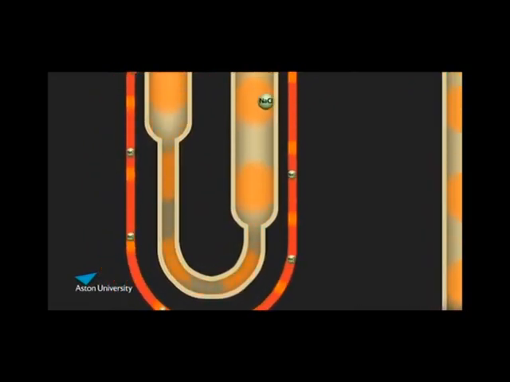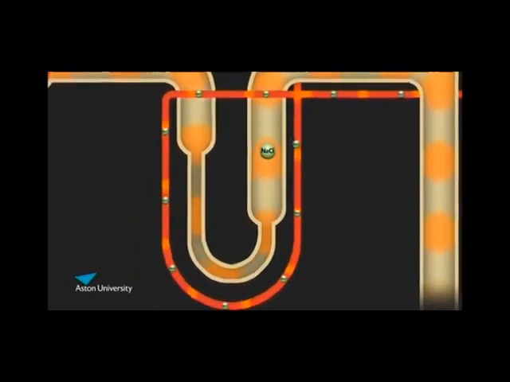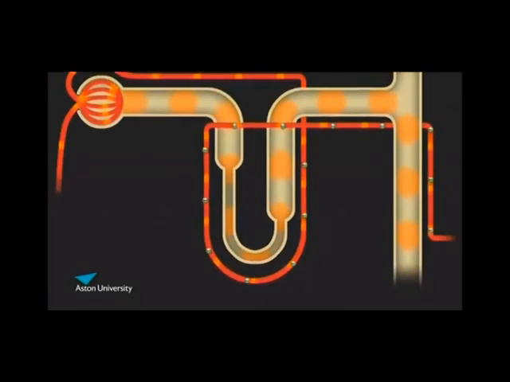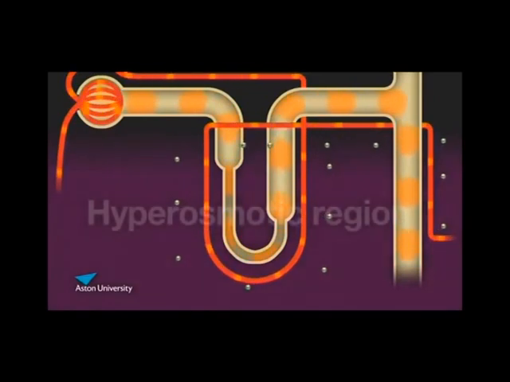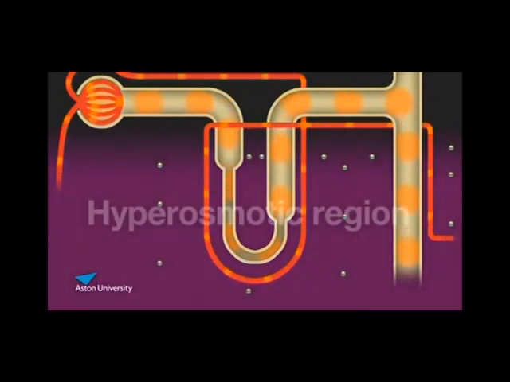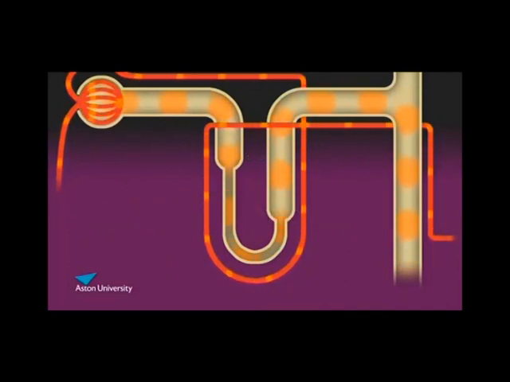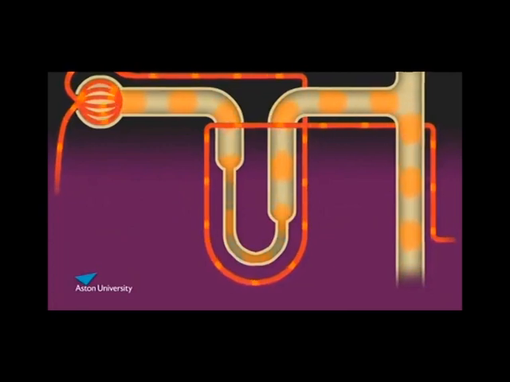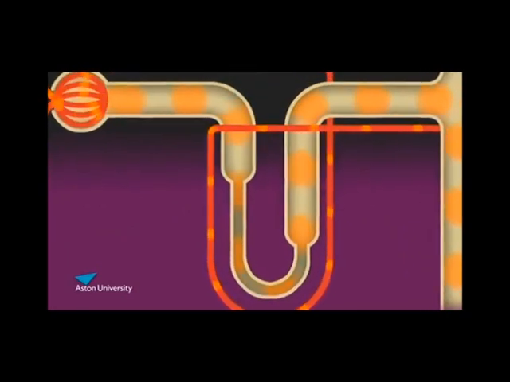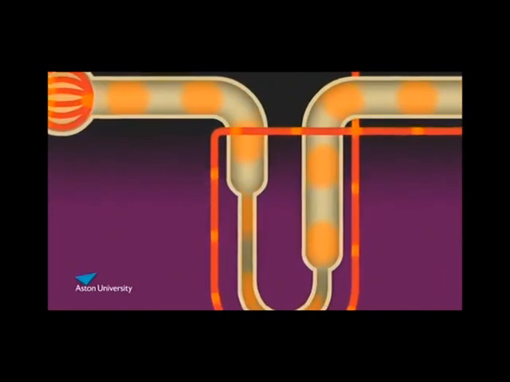The ascending limb of the loop of Henle, which is impermeable to water, pumps out sodium chloride via sodium-potassium-chloride cotransporters from the urine into the blood in the vasa recta. Blood in the vasa recta carries this sodium chloride into the medulla, making the entire region hyperosmotic. The blood, which is moving in the opposite direction to the urine in the loop of Henle, then ascends parallel to the descending limb of the loop of Henle.